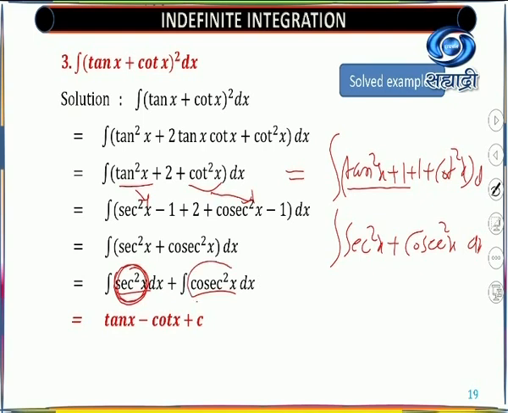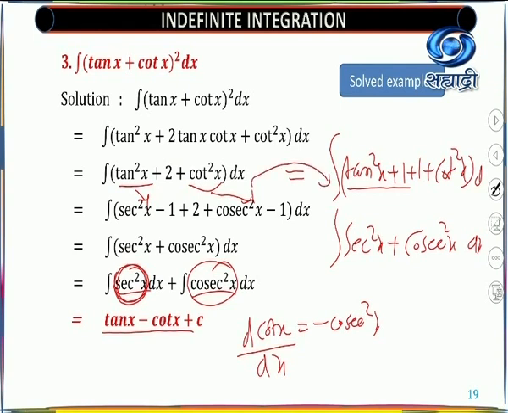Now you start thinking whose derivative is cosec square x. You know that derivative of cot x is minus cosec square x. For that, you are using negative sign. So take negative sign to this side because you don't have the negative sign over here. So you will get this as tan x minus cot x plus constant of integration.